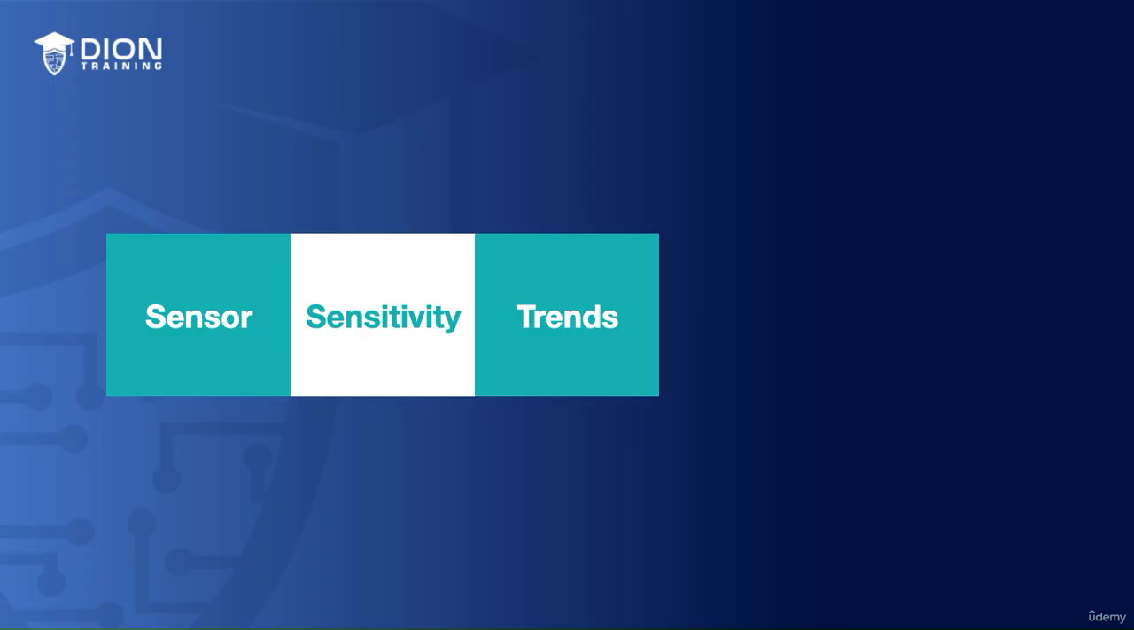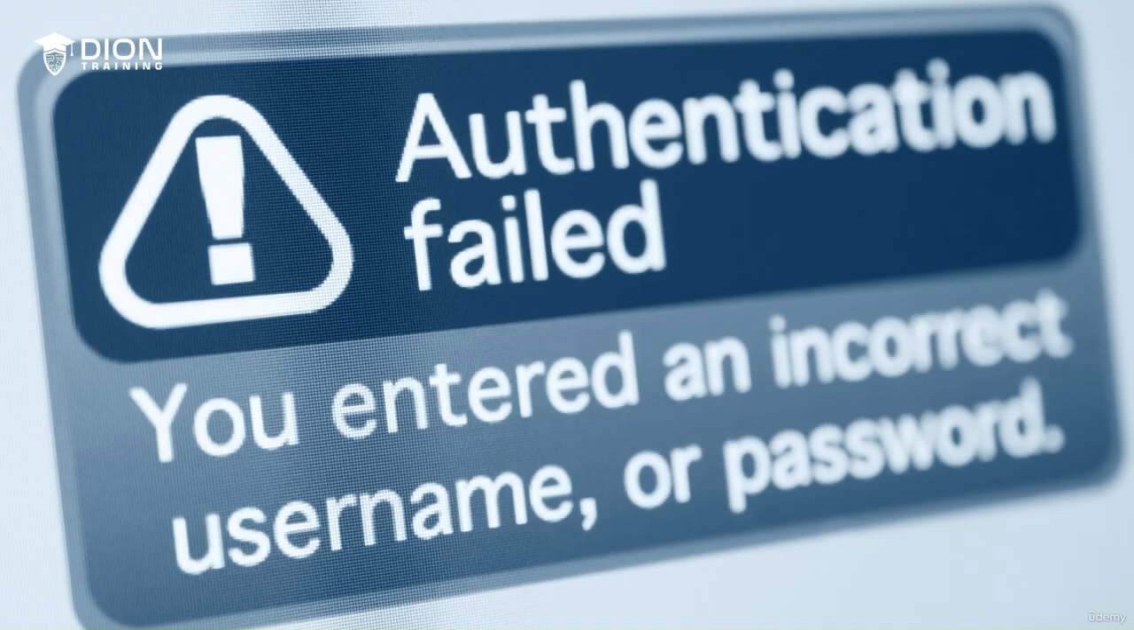Another thing we have to think about is trends. By using a SIEM and its graphical ability to look across these logs, we can start seeing trends in our network. For instance, we may see the number of failed authentication attempts going up. That might be the indication that somebody's trying to brute force our network. These trends are very useful to us.